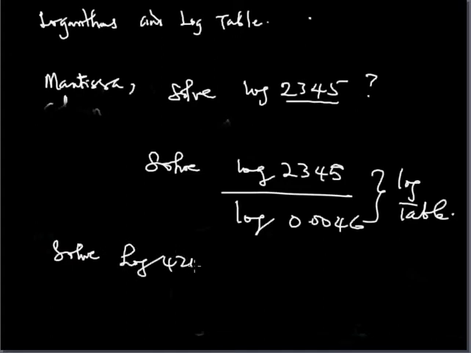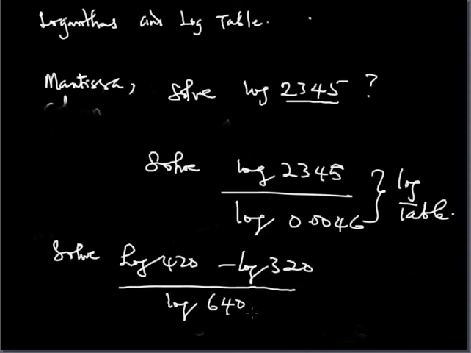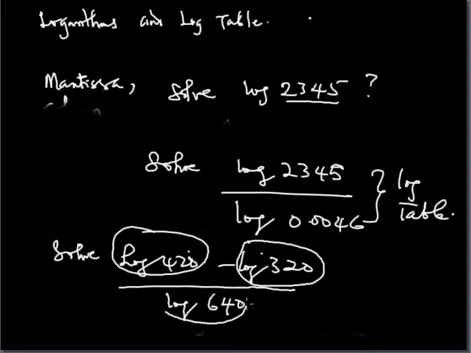If you are given, solve log 420 minus log 320 over log 640, convert this to a logarithm table, subtract this from this, and convert the other to a logarithm table also, and divide it into the value you have here. That should give you the solution.